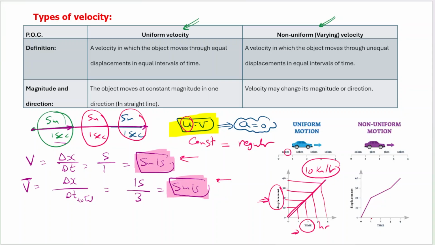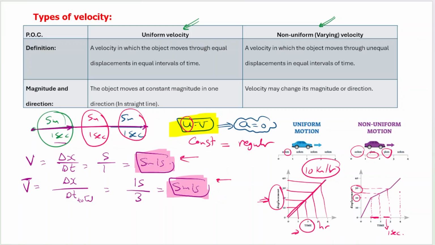But what about this object? This object just covered 20 kilometers during the first second. Then, after 2 seconds, the total displacement was about 25. So it just covered 5 kilometers during this second. After 3 seconds, the total displacement was 30. So it just covered 5 kilometers during this third second. There is a difference between the third second and 3 seconds. Third second is still a second. 3 seconds? No, they are 3 seconds.